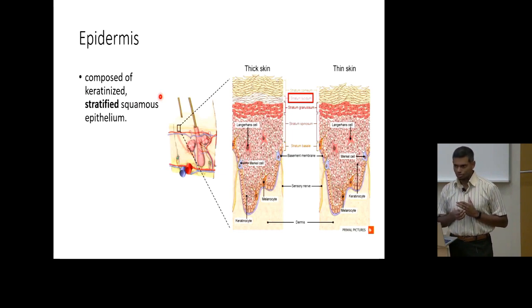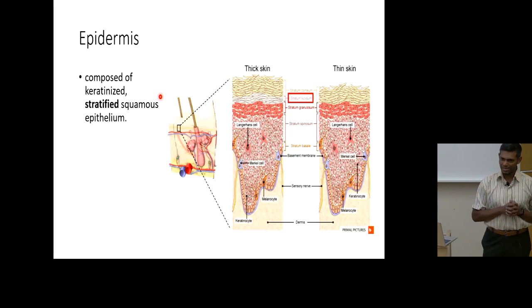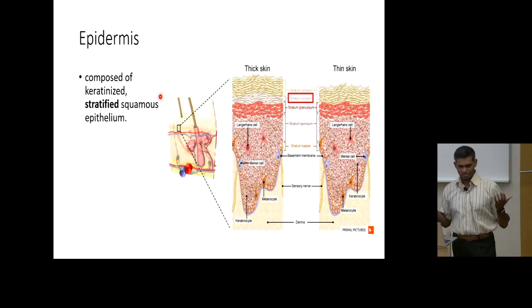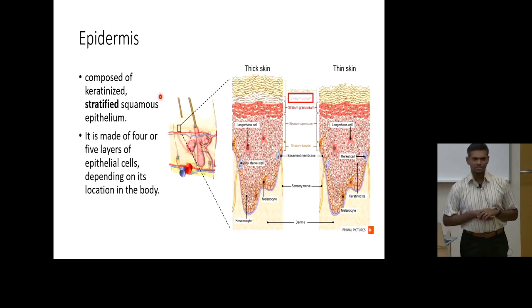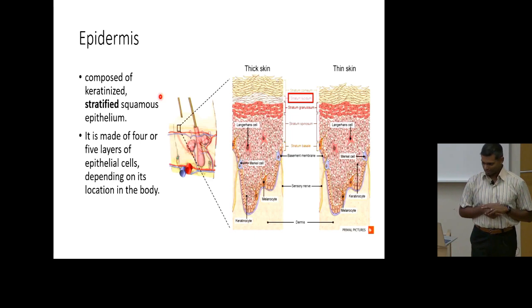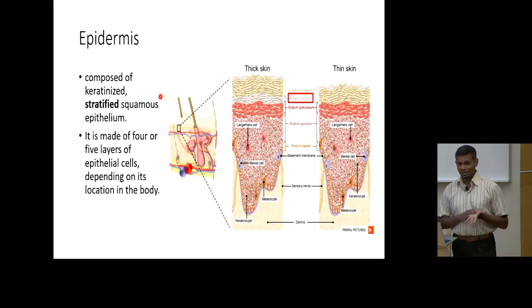And also notice that it is stratified. So when I say something is stratified, the first question you would ask me is, how many layers? It's definitely got more than one layer. So how many layers? And the answer is, it depends. It depends on which type of skin you're looking at. Now we know that the skin on the soles of our feet and on the palms of our hands is quite different from the skin which we have hair growing out of. So depending on the type of skin, you can have different layers.